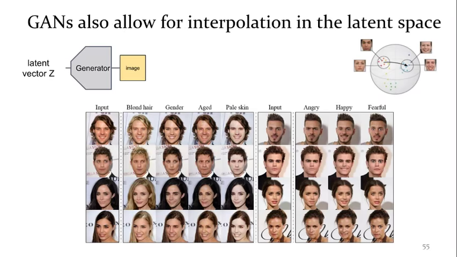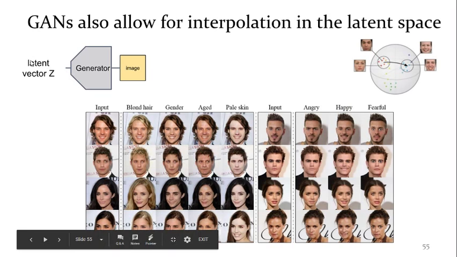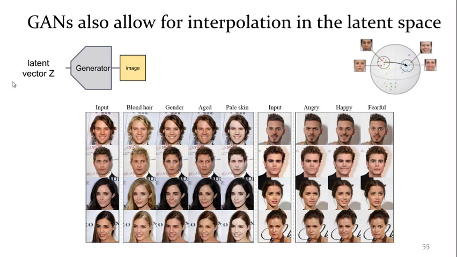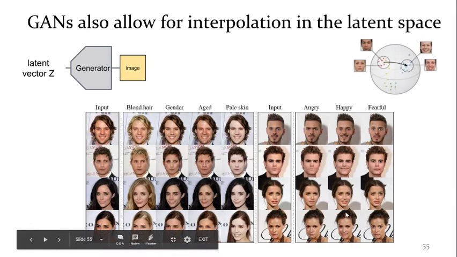Okay, so if you remember, with the variational autoencoders, we were able to move around in this latent space. In here, we also have a latent space. We also had a latent vector, which we feed to the generator, which we generate images with. So we can move around with this vector Z, with this latent vector, and for example, add to an input a blonde hair feature or a gender change. Or make them pale skinned, or make them angry, or make them happy, or make them fearful. And sometimes it looks actually strange, but sometimes it looks quite realistic.